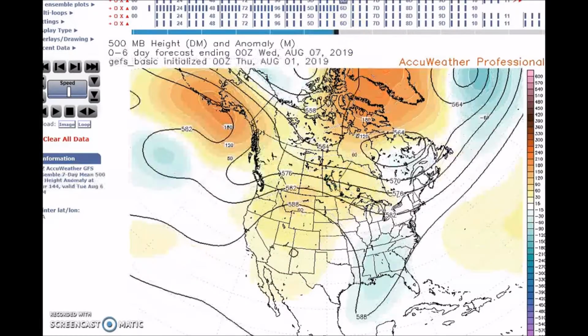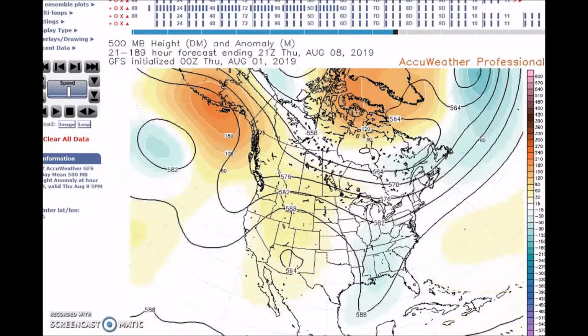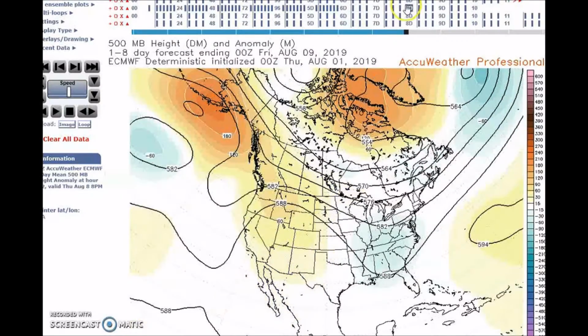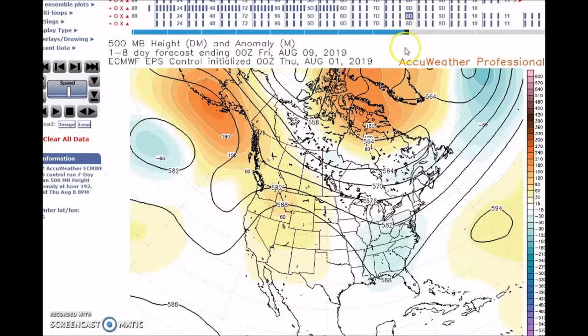So the models are in good agreement with this, and as I'm going through the period, we're coming to the 8th. You can see that the GFS has a 594 dm ridge over the southern Rockies, and this is what we have. Now, monsoonal moisture will surge northward.